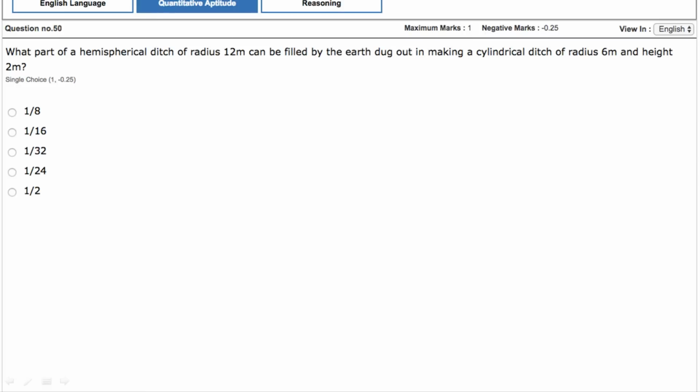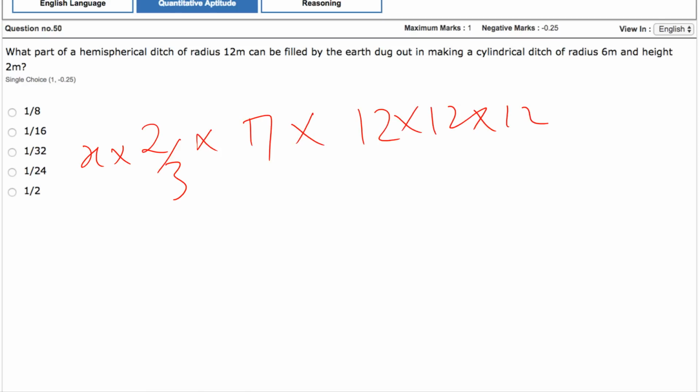Okay, now let us come back to these questions. Again, these are very simple questions. Hemispherical ditch, I'll not even think about it. Some part of it, x part of it, is filled. 2 by 3 pi r cube, right? 12 into 12 into 12. This has to be filled with what? This is 6 meter radius and 2 meter height. This is pi r square into h, where h is 2. This is what I have to fill.